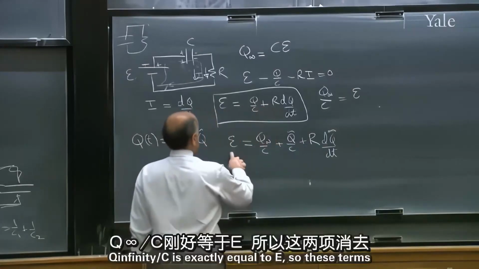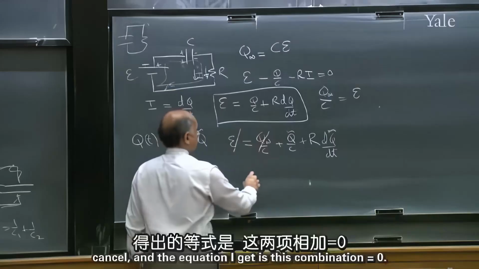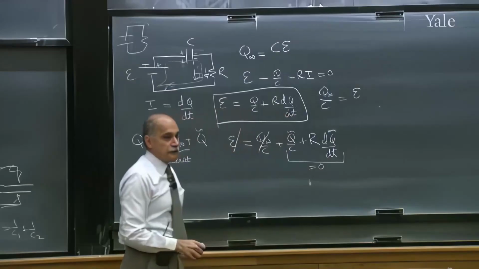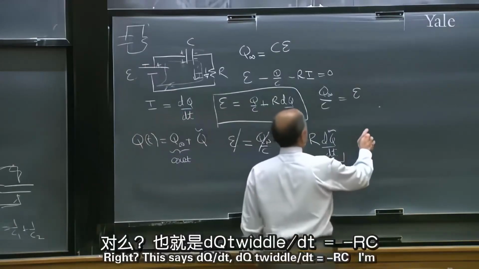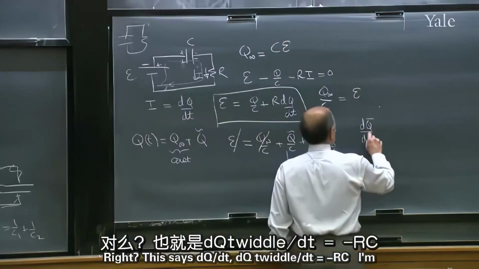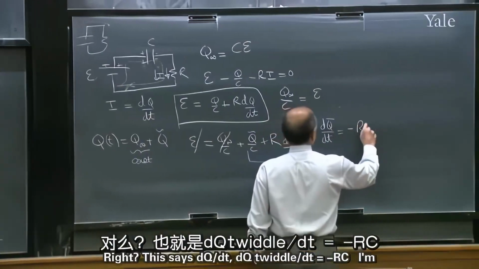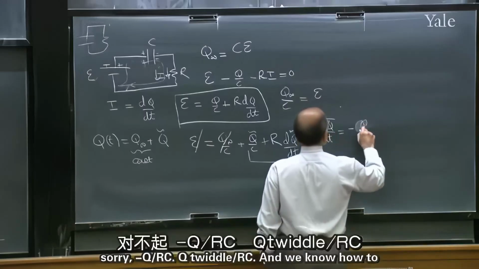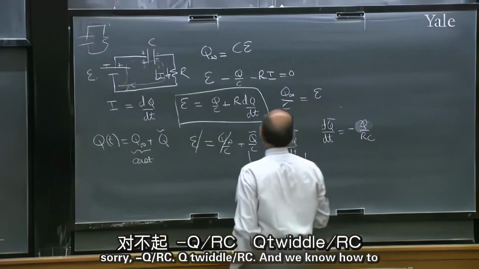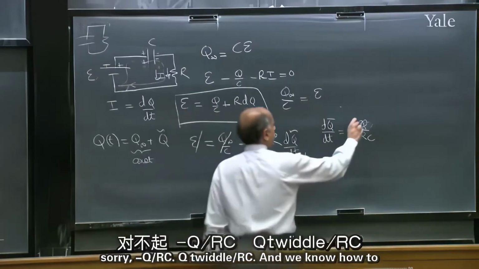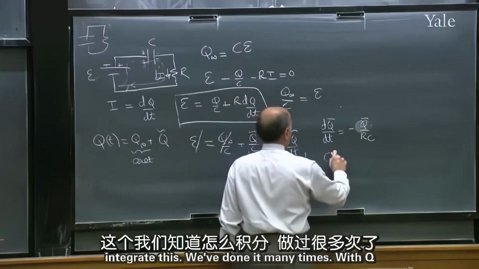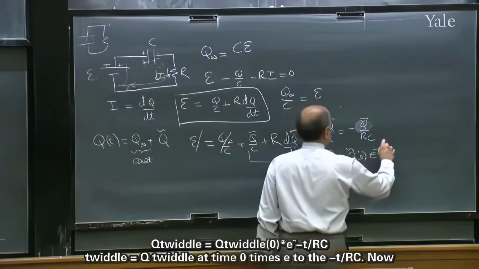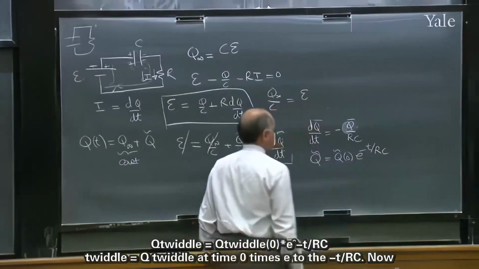But Q infinity over C is exactly equal to E. So these terms cancel, and the equation I get is this combination is equal to 0. This says dQ twiddle/dt is equal to minus Q twiddle over RC. And we know how to integrate this. We have done it many times. Q twiddle is Q twiddle at time 0, e to the minus t over RC.